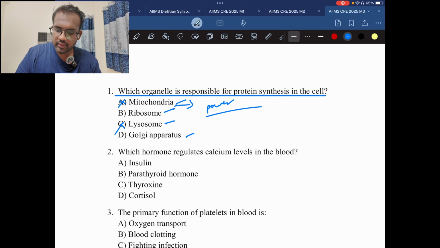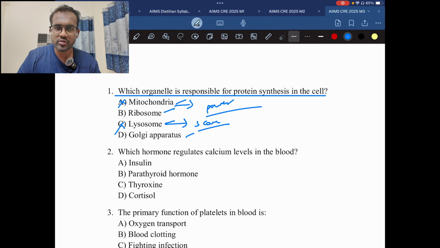And lysosome is a scavenger. We call it a scavenger. It will scavenge the useless particles and swallow them and do the phagocytosis. It is a dumping site, usually considered the dumping site of the cell. This is also not the answer.